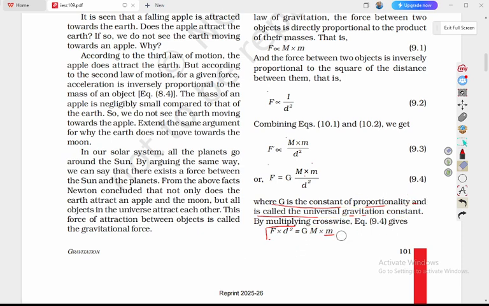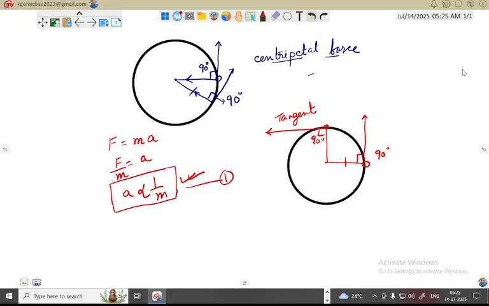Now we'll find different things. Now we'll find how we can get this one. Let us find out again. Suppose there is a force here.